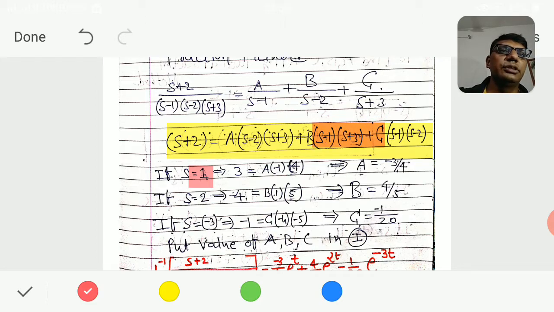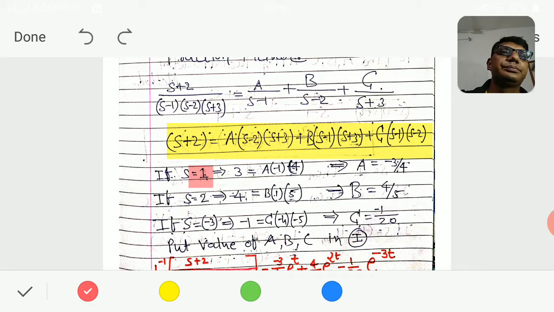But a is into minus 1 into 4, then after solving we get a equal to minus 3 by 4. If s equal to 2, then the left side will be 4 equal to b into 5. Therefore, b equal to 4 by 5. In this case, when we are taking s equal to 2, b is the remaining term in the yellow portion, and the other two, a and c coefficients, are 0.